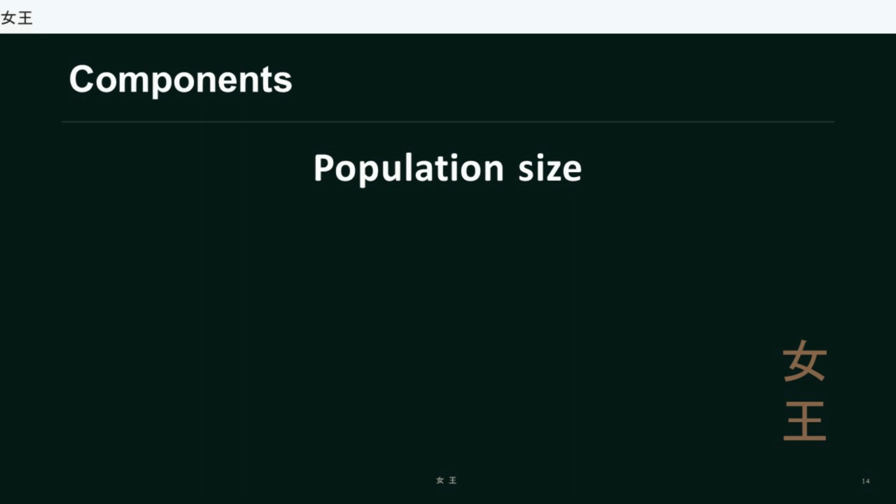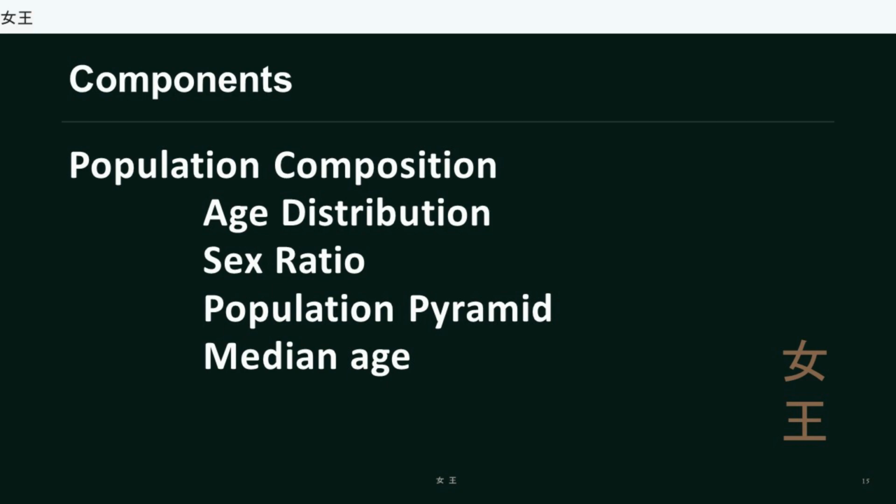Components. Population size, this includes the number of people in a certain location. Population composition: age distribution, sex ratio, population pyramid. Median age, the age below which 50% of the population falls and above which 50% of the population falls. The lower the median age, the younger the population, with high fertility and high death rates. Age dependency ratio is used as an index of age-induced economic drain on human resources.